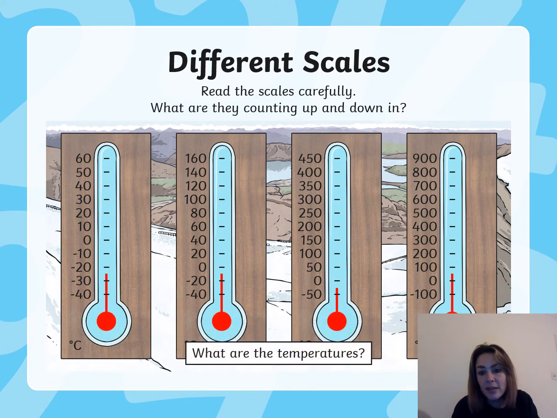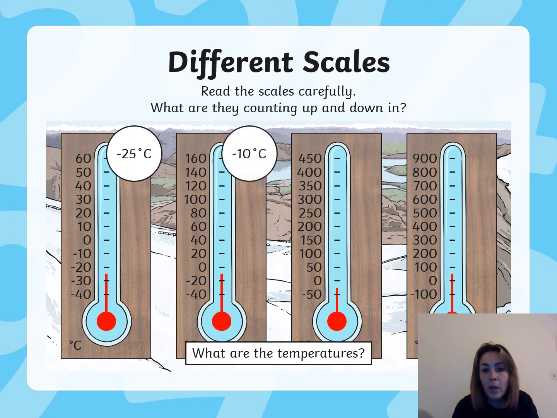So let's have a look and see what temperature these thermometers are showing. If we look at the first thermometer, we can see that the temperature is between -20 degrees Celsius and -30 degrees Celsius, so it shows minus 25 degrees Celsius. If we have a look at the second thermometer, it's between 0 and minus 20. Minus 10 degrees Celsius is halfway between 0 and minus 20.